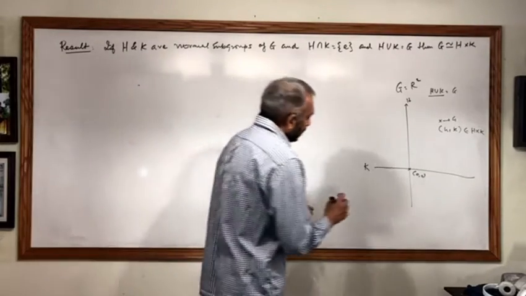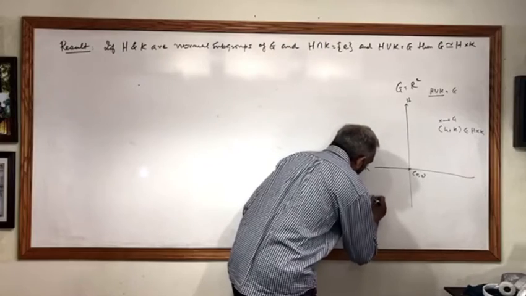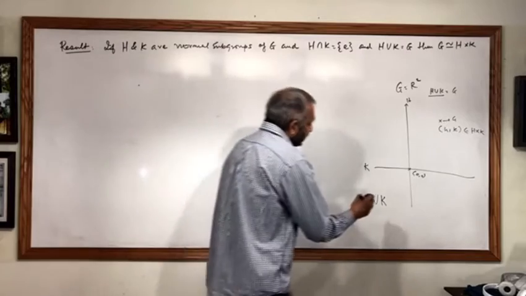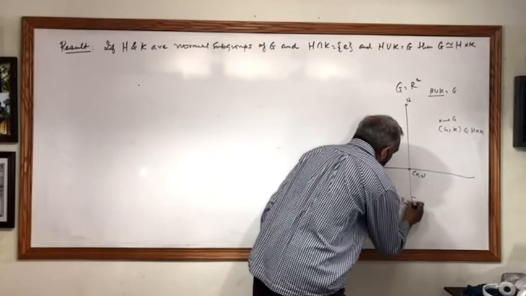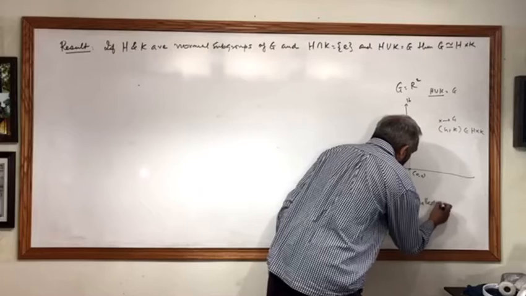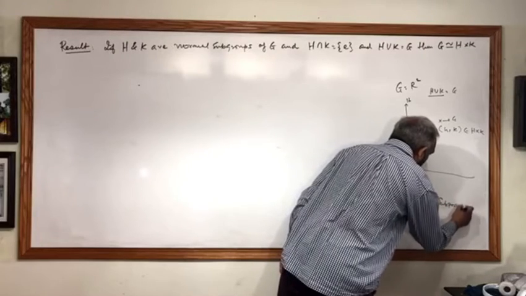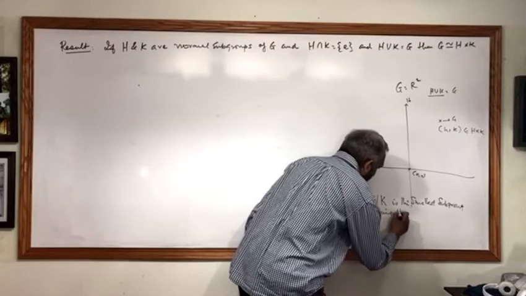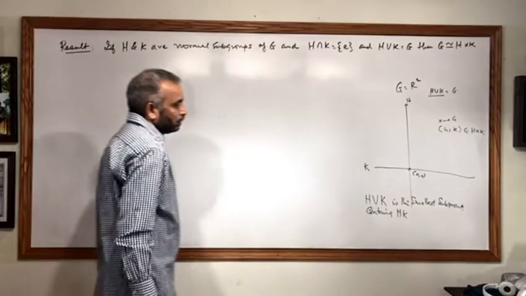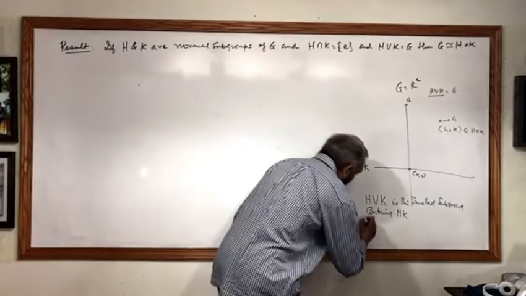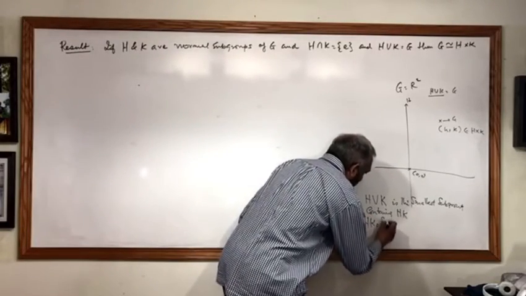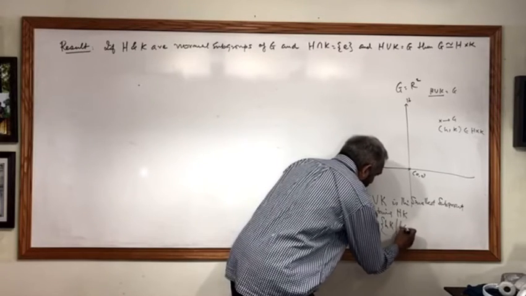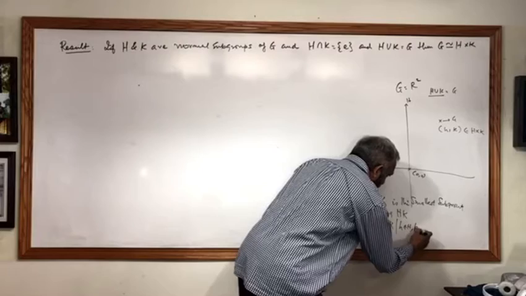And H join K is the smallest subgroup containing HK. And what is HK? HK is equal to the elements of the form hk such that h belongs to H and k belongs to K.